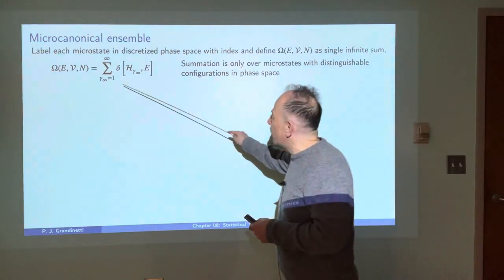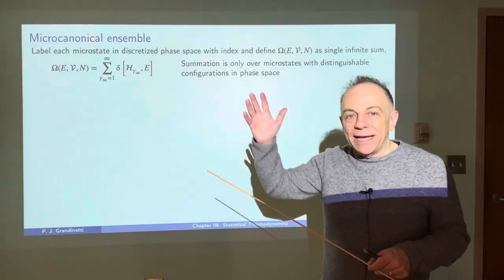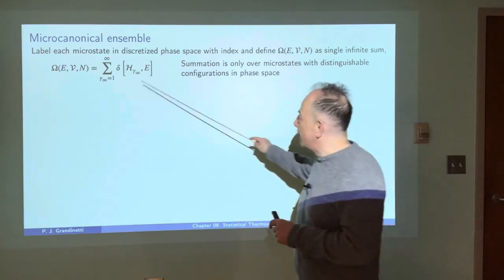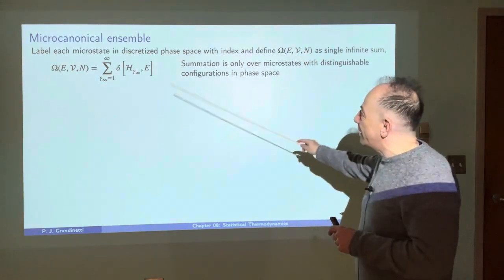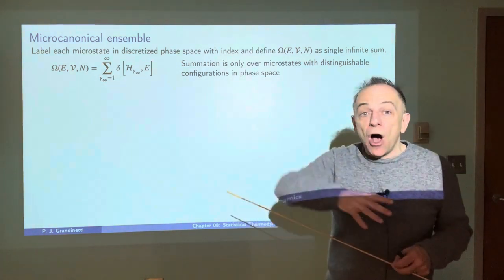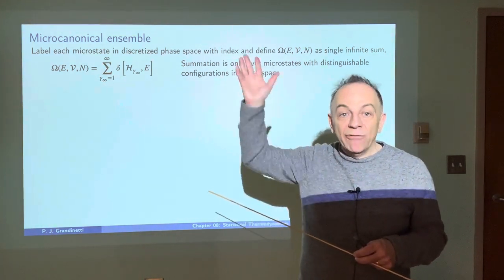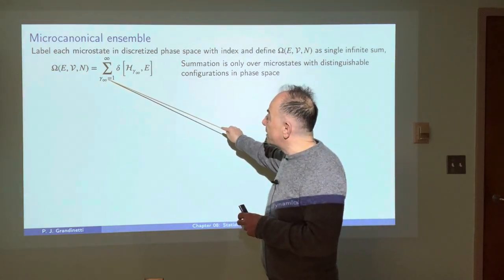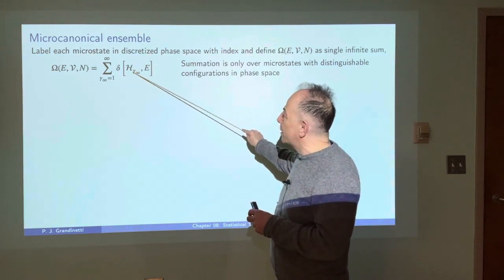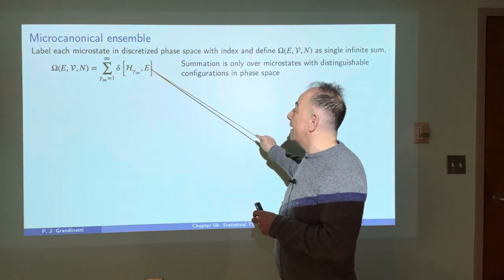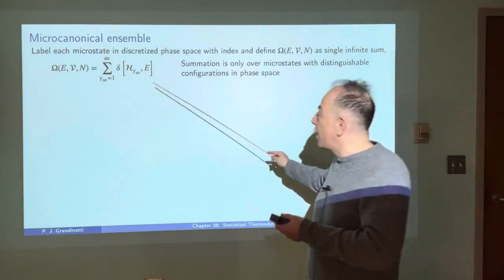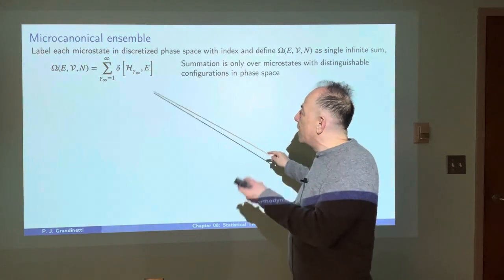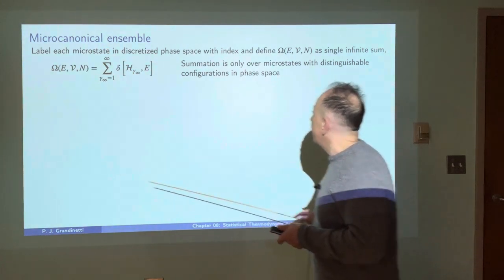I'm going to write down that in my phase space, I'm going to take every cell and assign an index. I'm going to call that index gamma. I'm going to call it gamma infinity in this case because I'm going to count all of the phase space cells, so there's an infinite number of phase space cells. I'm going to go through every cell in phase space and ask the question, is H equal to E? If it is, give me 1. If not, give me 0. And that is going to count the number of microstates consistent with the total energy in the phase space.